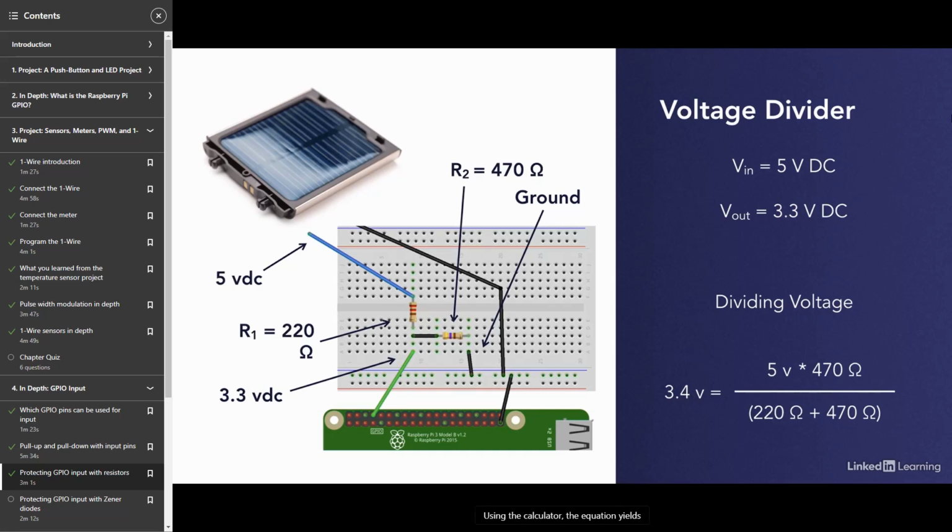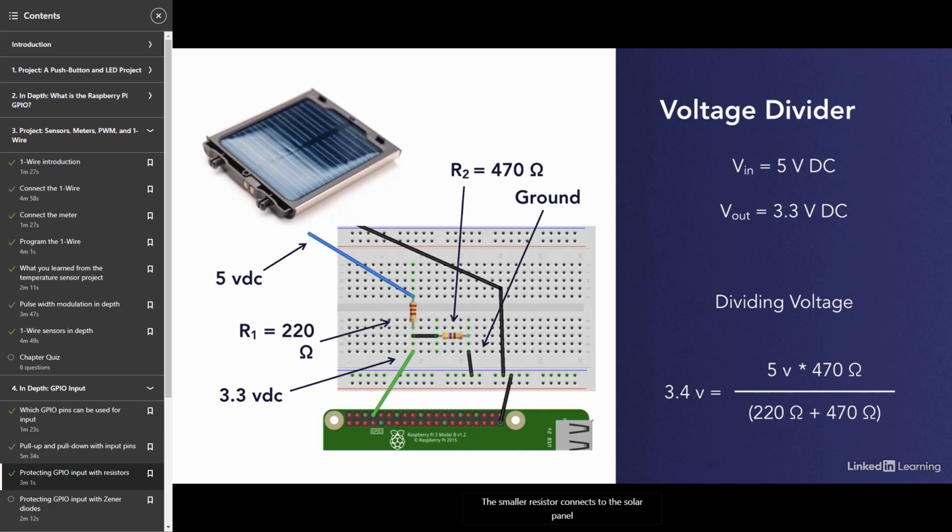Using the calculator, the equation yields two resistor values, 220 ohms and 470 ohms, which is approximately a 1/3 to 2/3 split. Now, these are standard resistor values, and V out will actually be about 3.4 volts, but that's within tolerance for the Raspberry Pi.